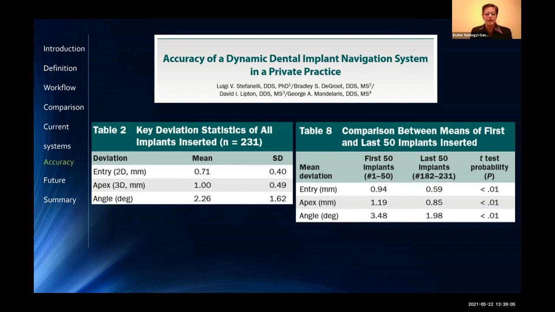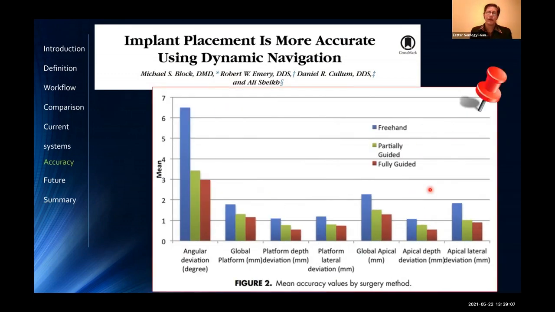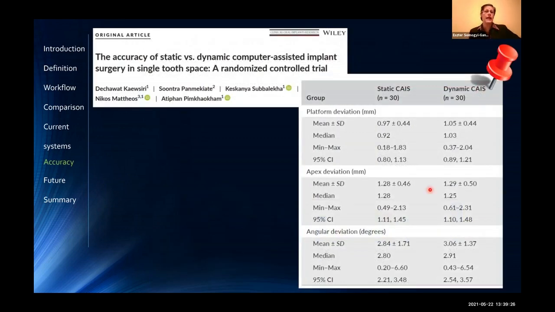That experience is necessary. This is another paper where they were comparing freehand placement, partially guided, where they only guided the drilling, and fully guided, where they actually guided the implant placement as well. And you can see that the accuracy is better with the guided dynamic solution. And this is the last one. This is on the EPET system from Taiwan. And the values are pretty much the same across the board. They were comparing static guidance with dynamic guidance, and you can see that the values are virtually the same.